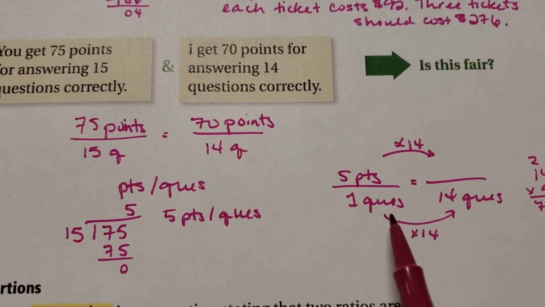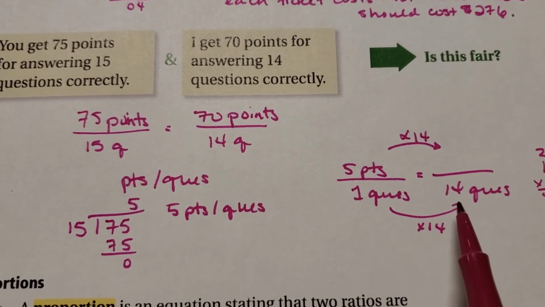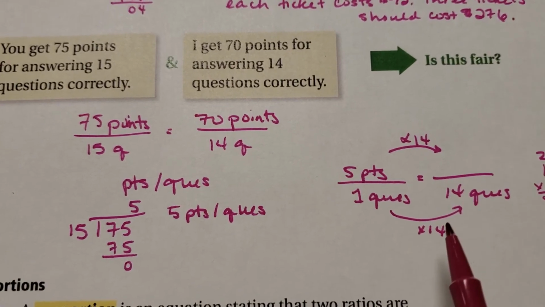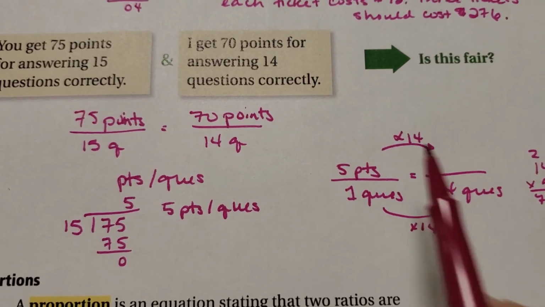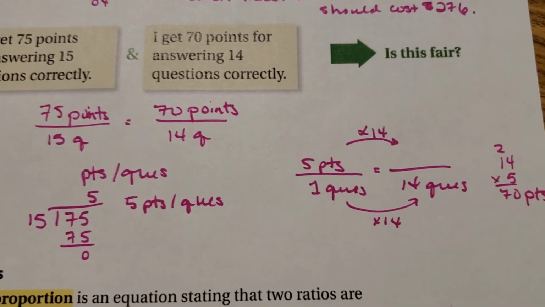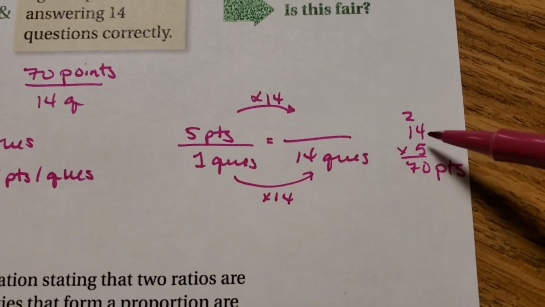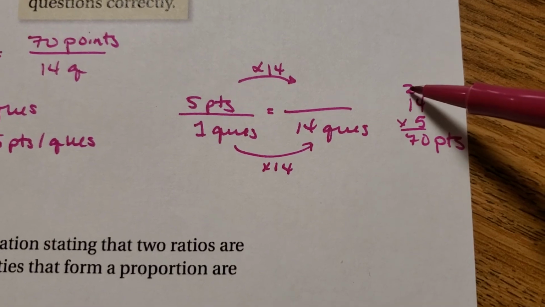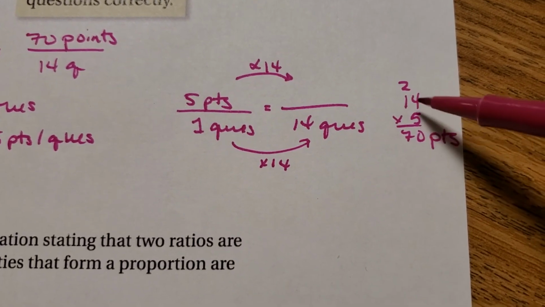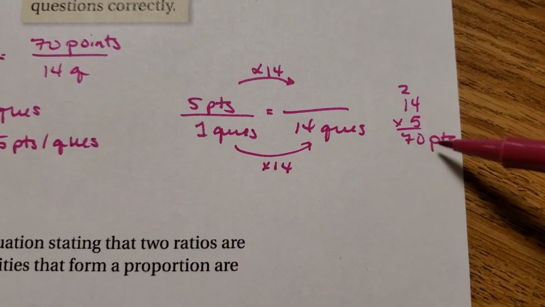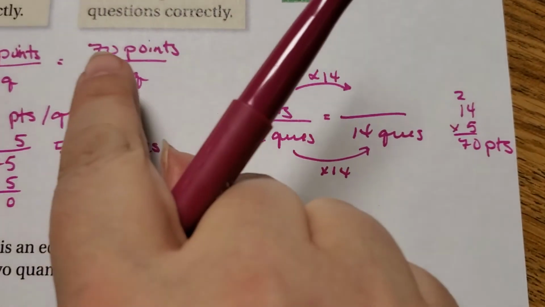So again, I have to multiply the denominator by 14 to get 14. But if I multiply the denominator by 14, I have to multiply the numerator by 14. So the math right here, 14 times 5, 4 times 5 is 20, 1 times 5 is 5, plus 2 is 70. So everything matches up.